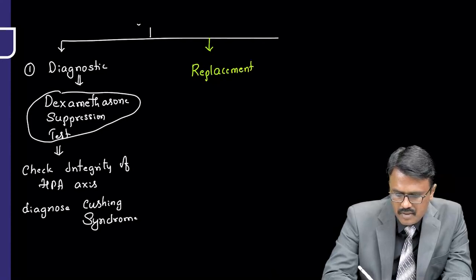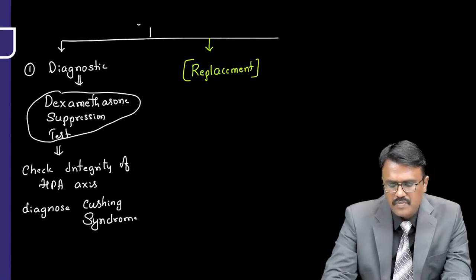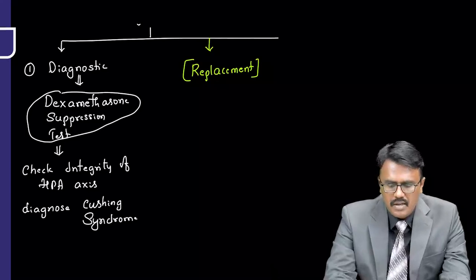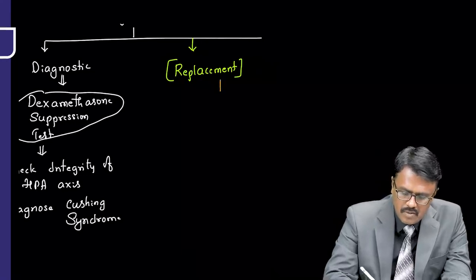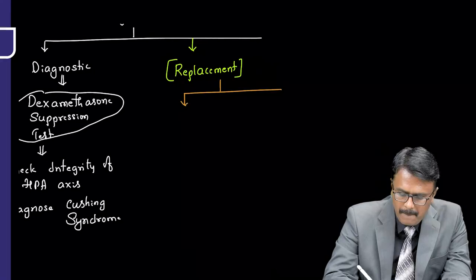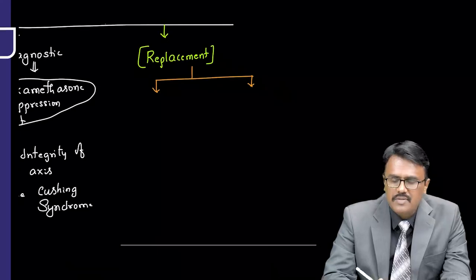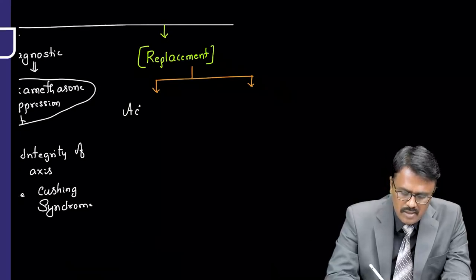The second important use is replacement. Now when I discussed general pharma, I told you drugs are used as replacement. Now where do you replace steroid? There are two conditions where you have to replace steroid. What are those? The acute adrenal insufficiency, also called Addisonian crisis.